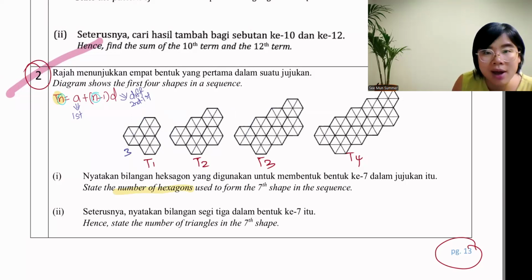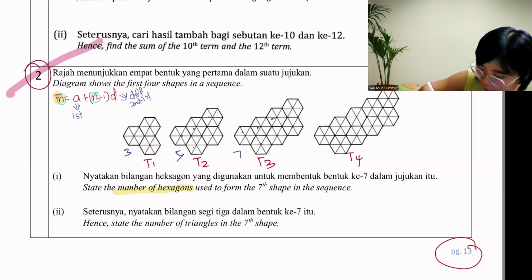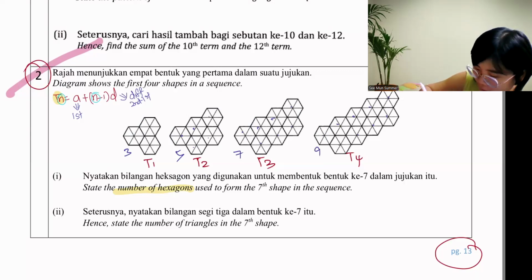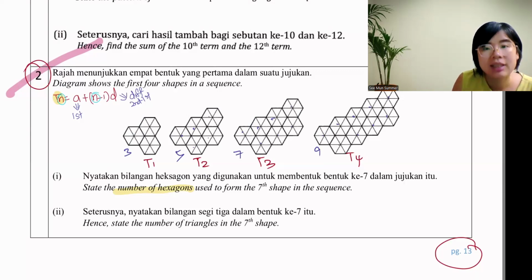And how about the second one? How many hexagon? 5, correct? And then next one, 7, correct? And then term number 4, we have 9, correct? So we get the number: T1 is 3, T2 is 5, T3 is 7, and T4 is 9.